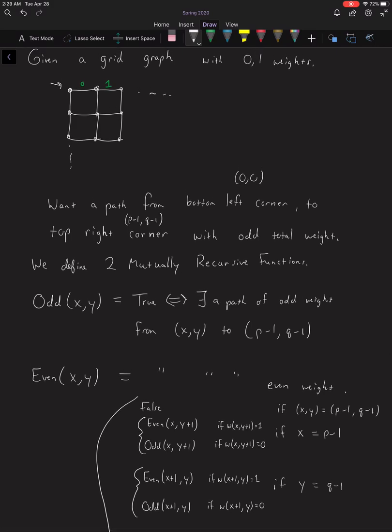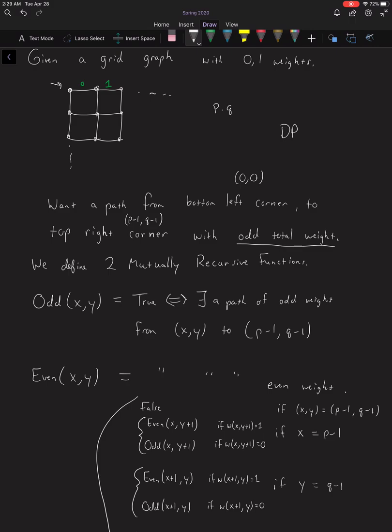And the goal here is to find a path from the bottom left corner, which is 0, 0, to the top right corner, which is going to be p minus 1, q minus 1, where the total weight accrued has to be odd. So in particular, we don't want a specific number, we just care that it's odd. And note that this grid's going to be size p times q. So the x-axis will range from 0 to p minus 1, and the y-axis from 0 to q minus 1. So we want to solve this problem, and we're going to do it using DP.